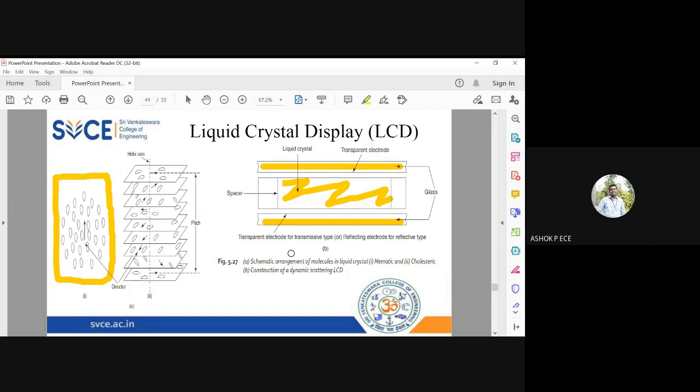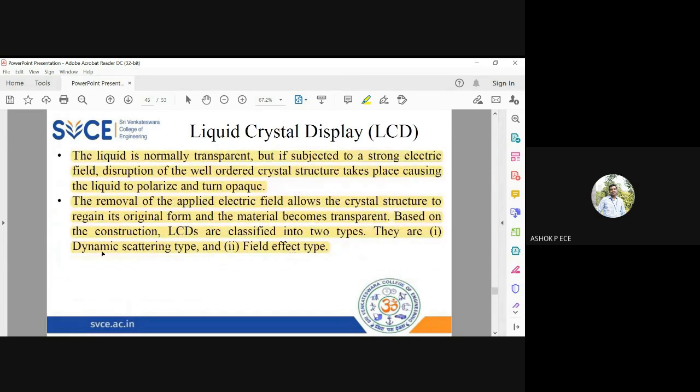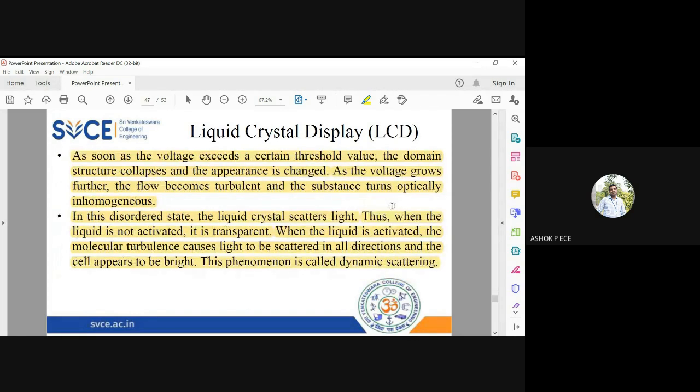On means the liquid crystal is transparent, it is going to allow the light to pass through it. Off means it is going to be opaque, so whatever light is incident on the LCD will be scattered back. Based on that, you have two methods of operation. One is called the dynamic scattering type, the next one is the field effect type. What we have seen here is the dynamic scattering type. It happens because I apply a field and scatter the incoming light in all directions, such that my liquid crystal cell appears bright. This phenomenon is called the dynamic scattering type.